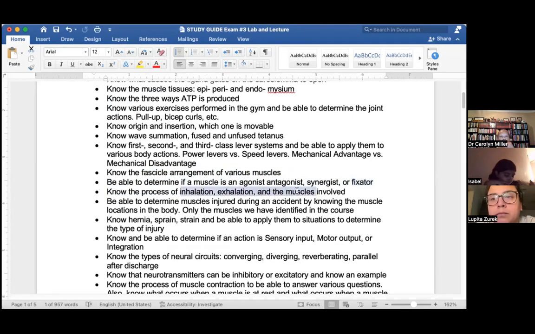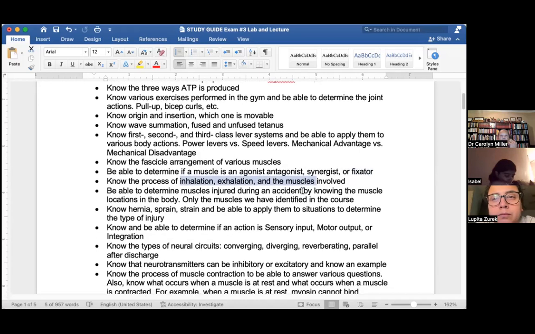Know the process of inhalation, exhalation, and the muscles involved. Remember, inhalation, external intercostals; exhalation, internal intercostals; and both of these inhale and exhale with the help of the diaphragm. For inhalation, the external intercostals contract with the help of the diaphragm to expand the chest cavity. For exhalation, the internal intercostals contract, collapsing the chest. And these muscles work in conjunction with the diaphragm.